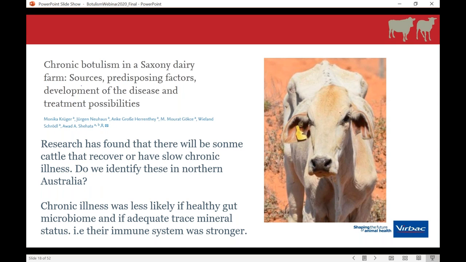What I found really interesting about these scientists' research was they were able to find a link between how healthy the animal was in terms of, did it have healthy germs in its gut, so it was a healthy individual, did it have adequate trace minerals, which we know are important for immune system, and they linked that to how long it took the cattle to recover from botulism if they survived. And if they were in a healthier state and had better trace mineral status, they were actually able to recover from their botulism earlier, which I found really interesting.